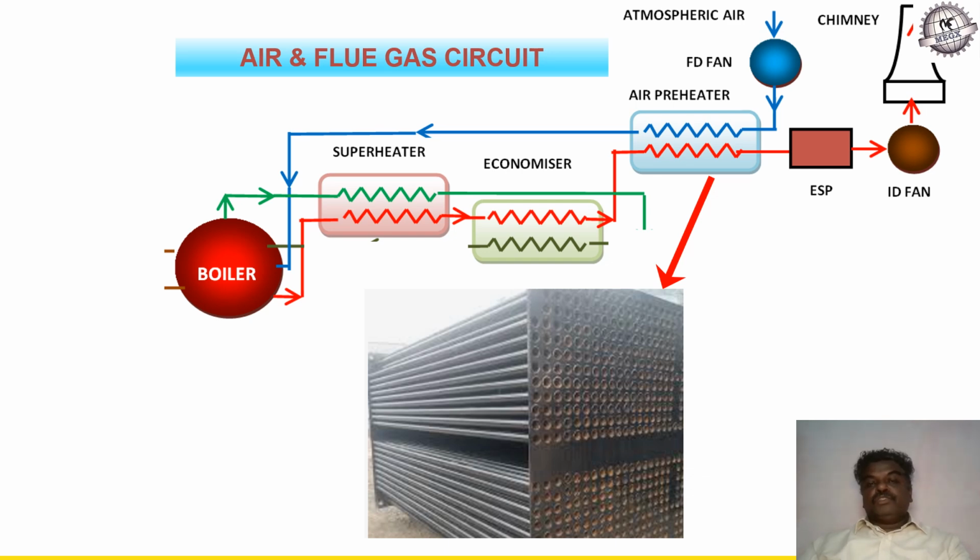The air preheater, superheater, and economizer are all called accessories. These are called accessories in the sense that even without their presence, the boiler will be able to run without any trouble, but the efficiency of the boiler would be less. With the presence of the air preheater, superheater, and economizer, the efficiency of the boiler would be improved, and that's exactly the reason why these accessories are installed in any thermal power plant.